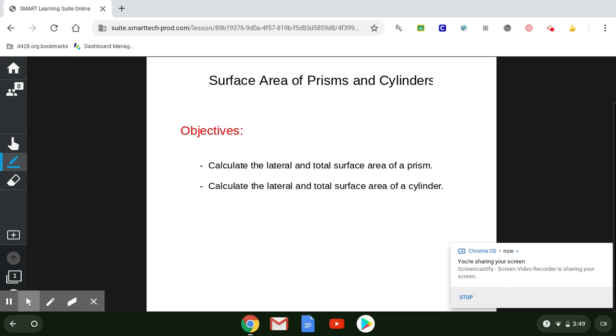Hello, today we're doing surface area of prisms and cylinders. Feel free to pause the video if I go too fast. There are some shapes you might need to have some time to draw.